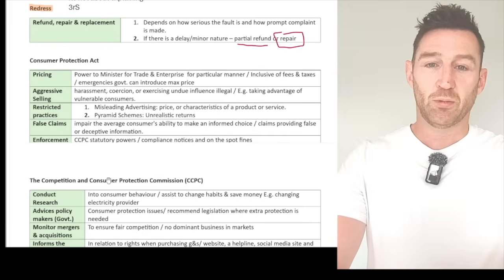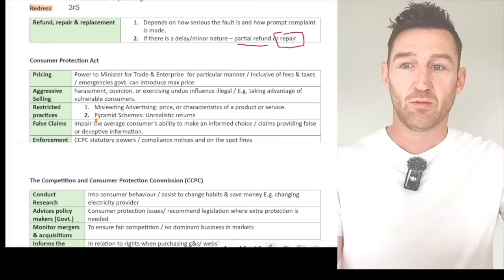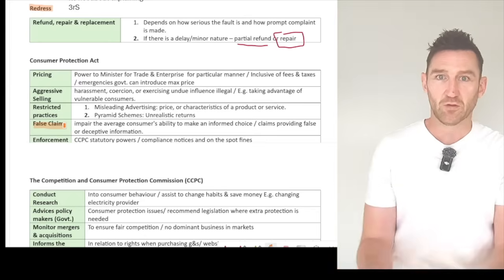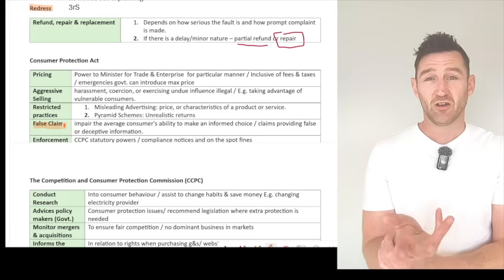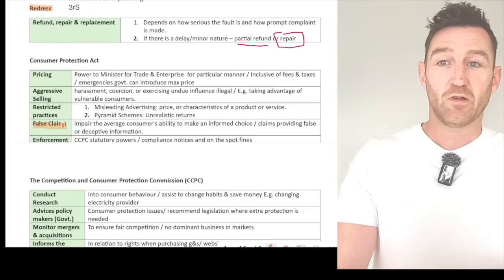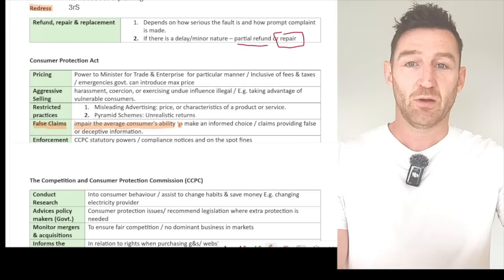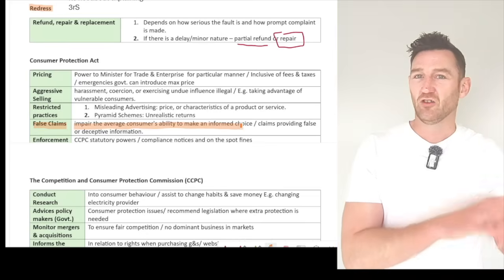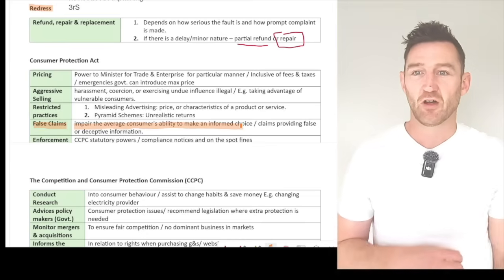If you look at the Consumer Protection Act, one of the provisions is about false claims. Basically it's illegal for a business to make false claims about a product. But actually, false claims have a very formal definition. A false claim is one that impairs the average consumer's ability to make an informed choice. It's a really nice definition. You can easily pick up marks, so you need to be pretty tight on that.